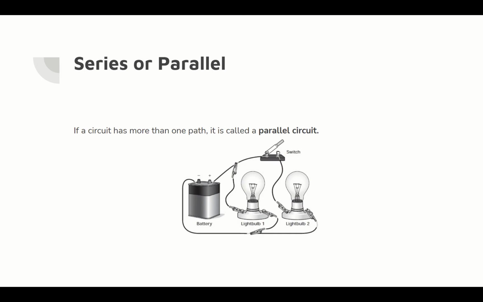So a parallel circuit is a little bit different because a parallel circuit has more than one path, and it can have many paths. It can have, in the case of this picture, two paths where we have the first path where light bulb 1 will be lit up, and then the second path where we have the switch and light bulb 2 where we can control whether or not light bulb 2 comes on or off. And we call these parallel circuits.